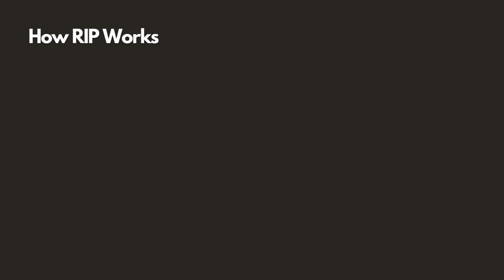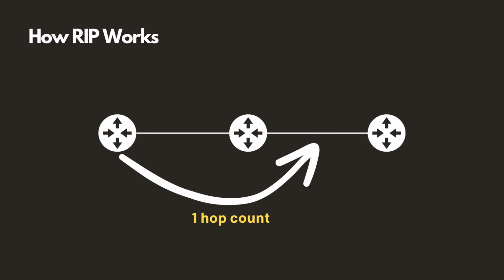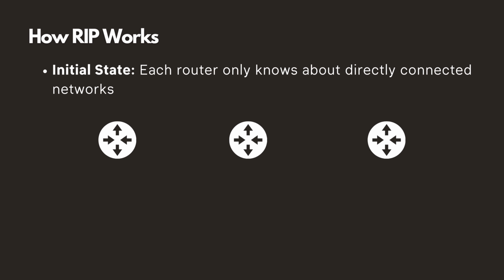How RIP works. RIP uses hop counts as its metric. A hop is simply passing through one router. The best path to any destination is the one with the fewest hops. What happens when you configure RIP? First, the routers will be in an initial state wherein they only know about directly connected networks.